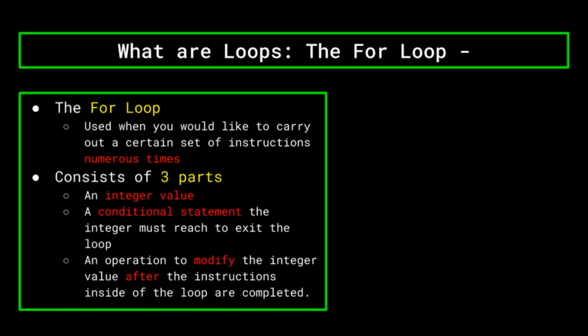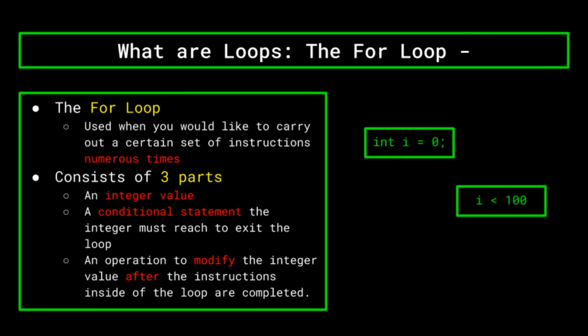The syntax for a for loop varies depending on the language, however it usually consists of 3 parts: an integer value, a condition which the integer value must meet in order to exit the loop, and an operation to modify the integer value after the instructions inside of the loop are completed. Each time the for loop runs, the operation you set will be performed on the integer, and as long as that integer still meets the condition you set, usually being greater than or less than a constant value, the for loop will continue to run.